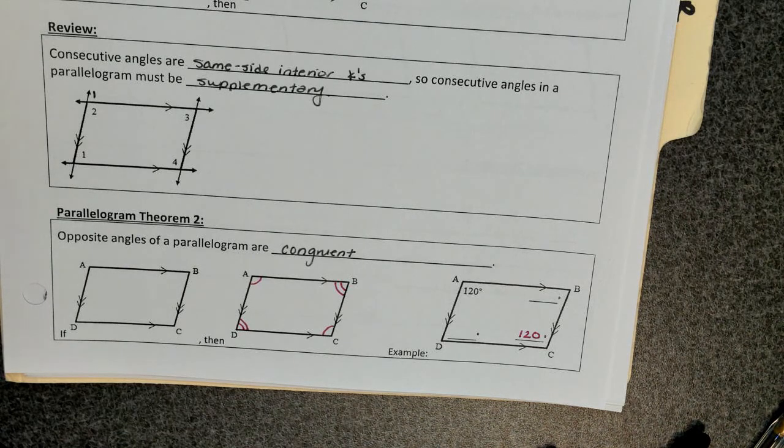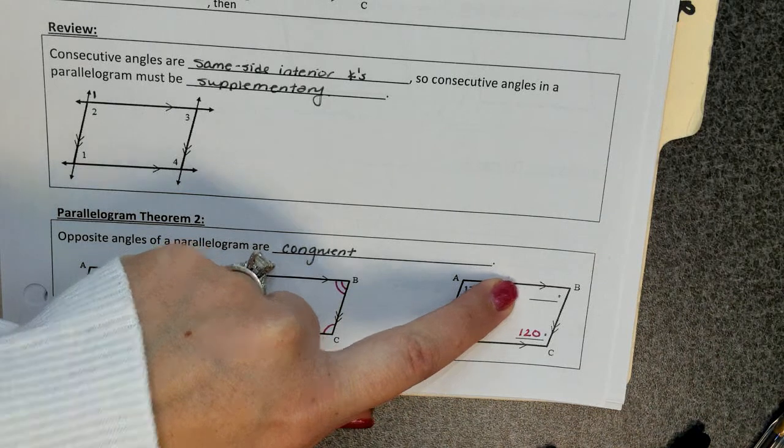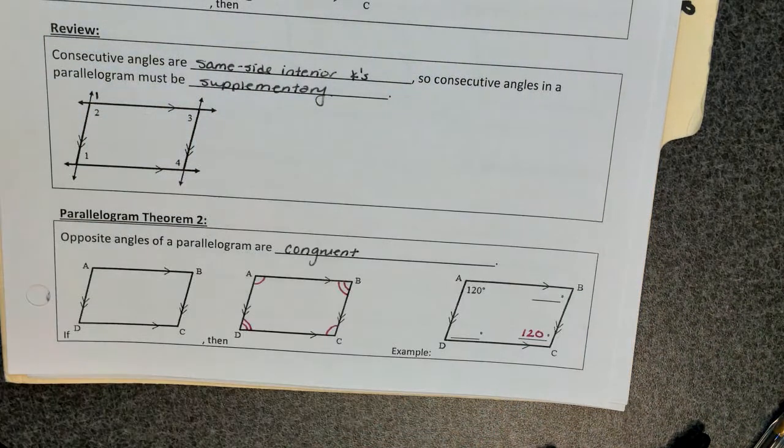Oh, you're going about it the hard way. So you could use the idea that all 4 have to add to 360, subtract the 2 that you have, and then take what's left and divide by 2. You could do that, but that's kind of extra work.